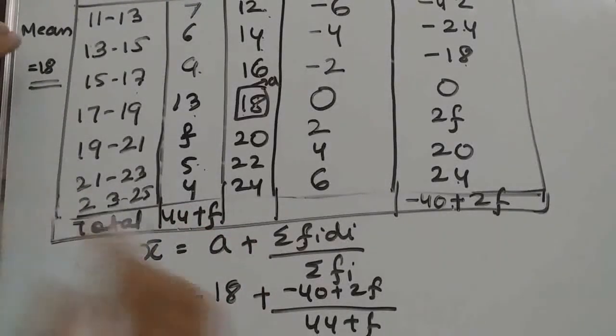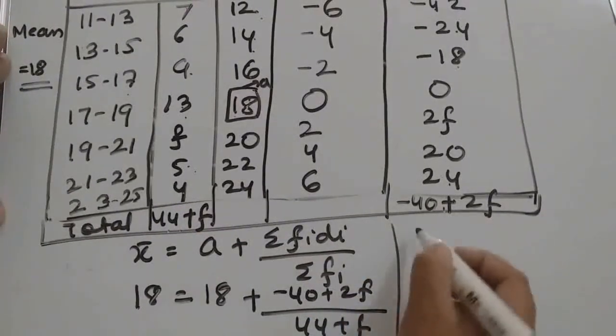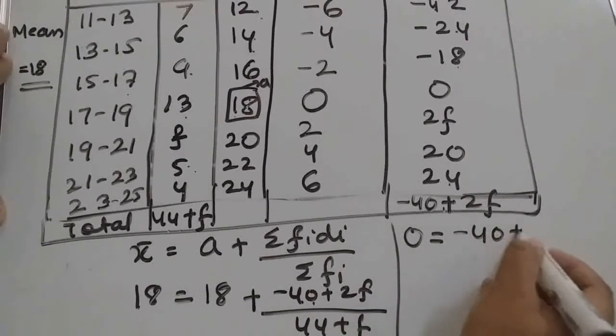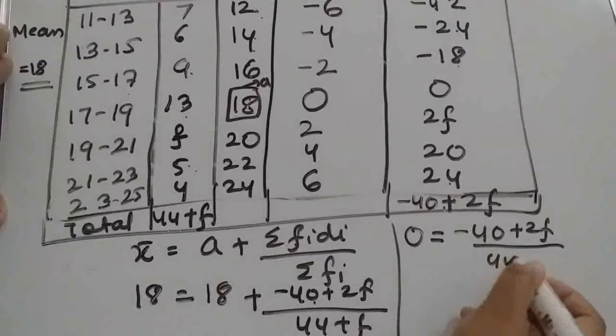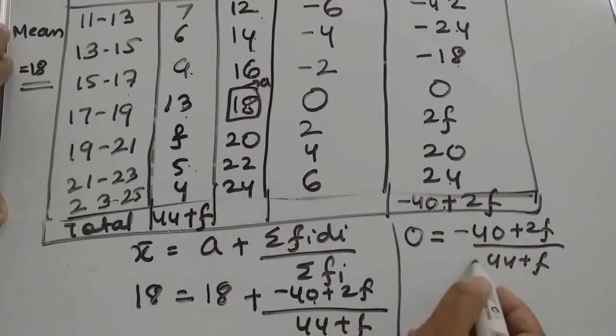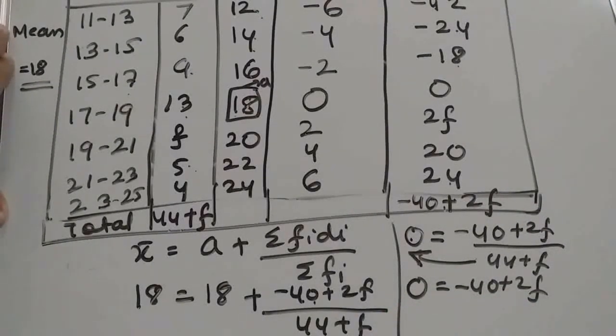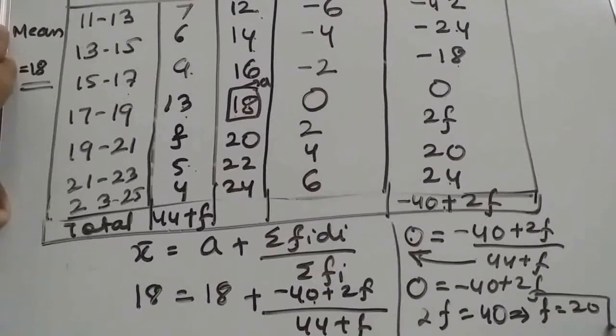Now 18 will go to this side, so we'll get 0 here. We will be left with only minus 40 plus 2F divided by 44 plus F. Now this value also we can shift here, multiplied with 0 means 0, equal to minus 40 plus 2F. That means we can write 2F is equal to 40. That will give F is equal to 20. So what is the unknown frequency here? 20.